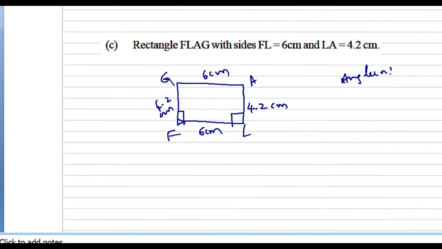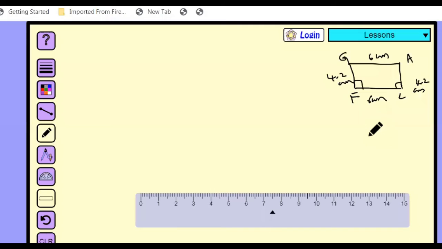Now let's go to the construction part. So next step, draw a line segment FL of length 6 centimeter.